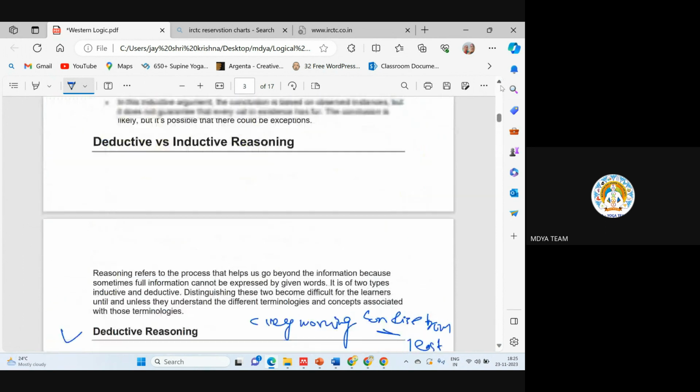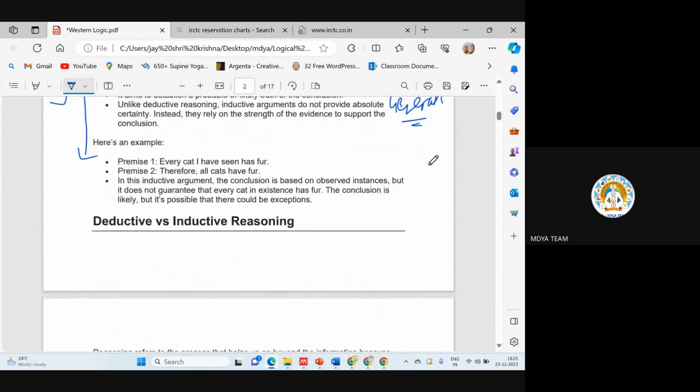Do any of you have any doubt till now? This argument, premises, deductive, inductive, you can ask any points you are unable to connect, any terms, any topics that you couldn't digest, please ask. Then we will move to the next topic. Clear, sir. Okay, everything is clear.